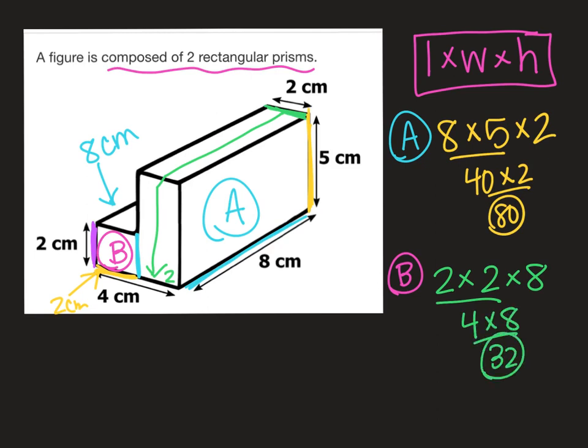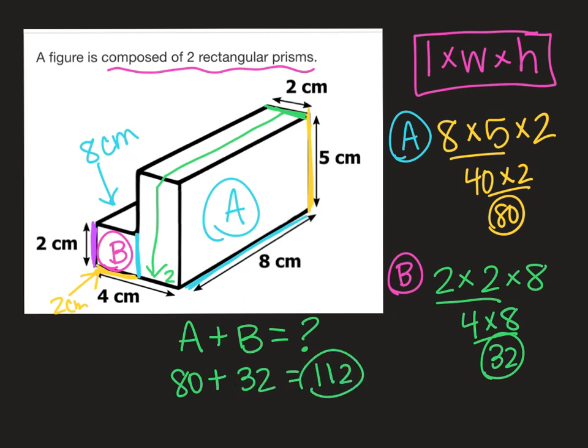All right, and remember, to find the volume of the entire composite figure, we know that we're going to add. We're going to say the volume of A plus the volume of B equals my final answer. So the volume of A was 80. The volume of B was 32. So together that gives me 112. Now, you also need to put cubic centimeters or centimeters cubed. Either way means the same thing. So 112 is your final answer on that one.